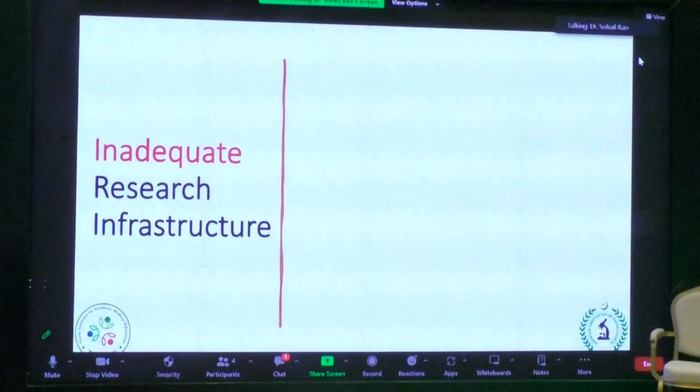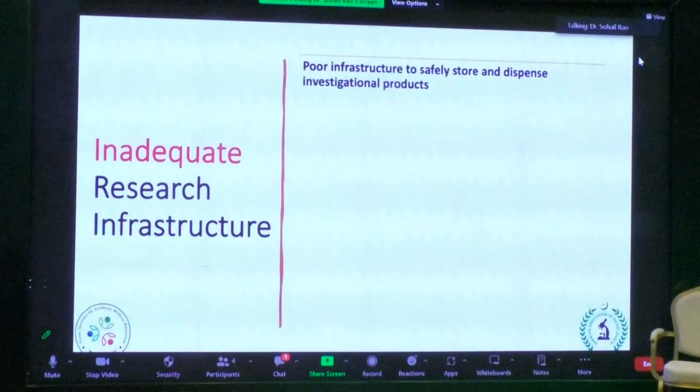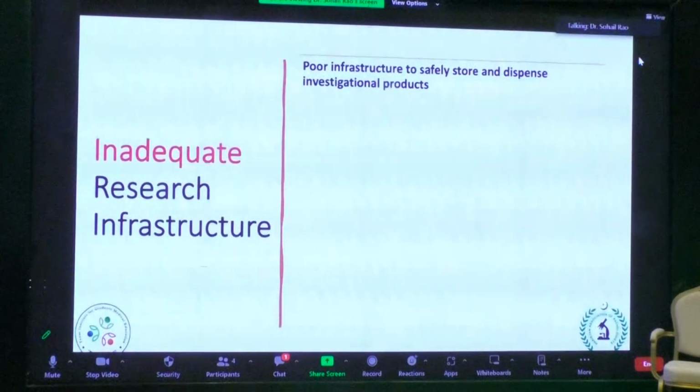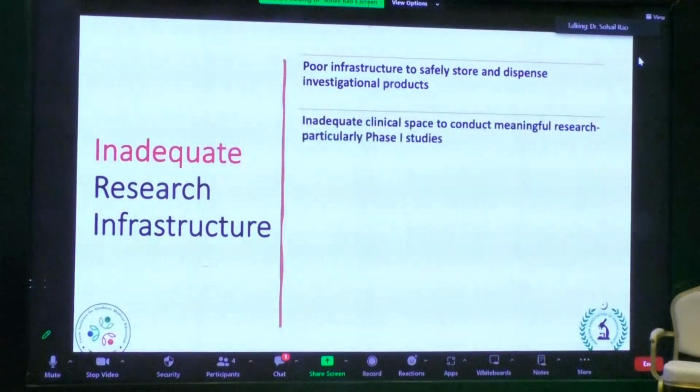Inadequate research infrastructure. We have poor infrastructure as far as safely storing and dispensing investigational products. This was actually one of the areas of concern that was raised by Novartis, that this particular drug has to be dispensed in a particular way, and what would be the research pharmacy requirements in that institution. And unfortunately, the documentation provided by that institution did not satisfy the investigators here in the United States.